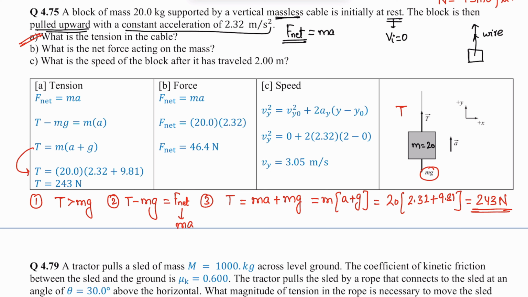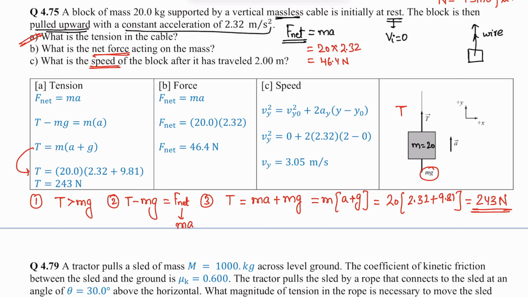Okay, first question solved. Second, what is the net force? Net force means F equal to MA. Mass is 20, acceleration is 2.32. So what is the value? Solve it. 46.4 Newton. Fine.